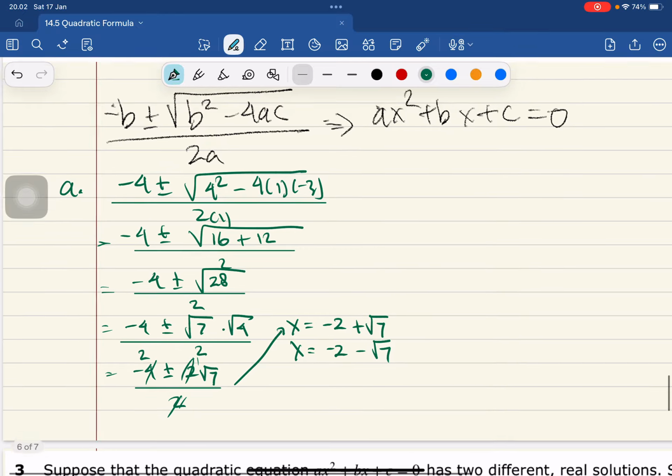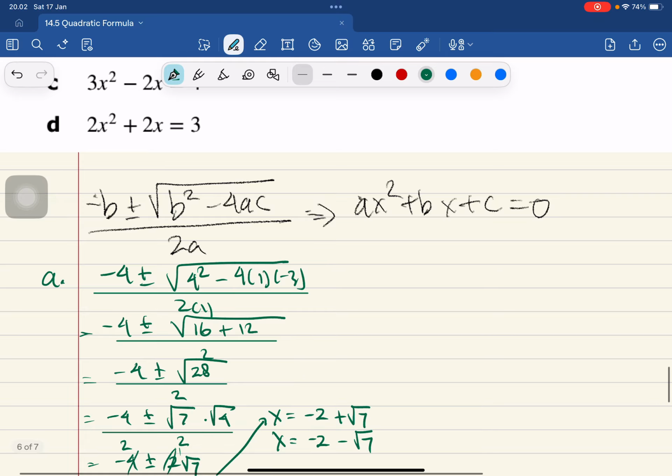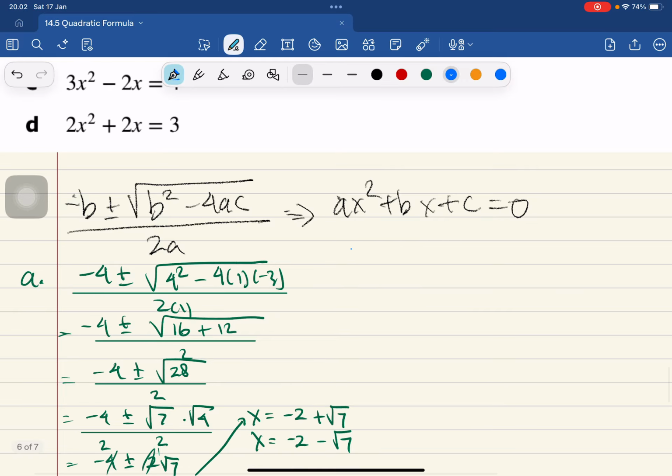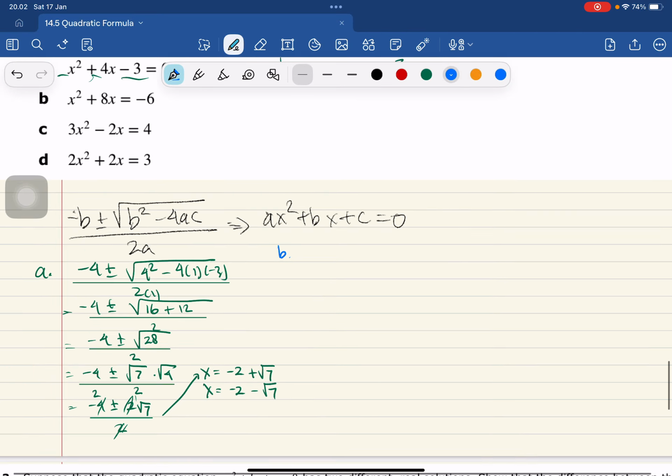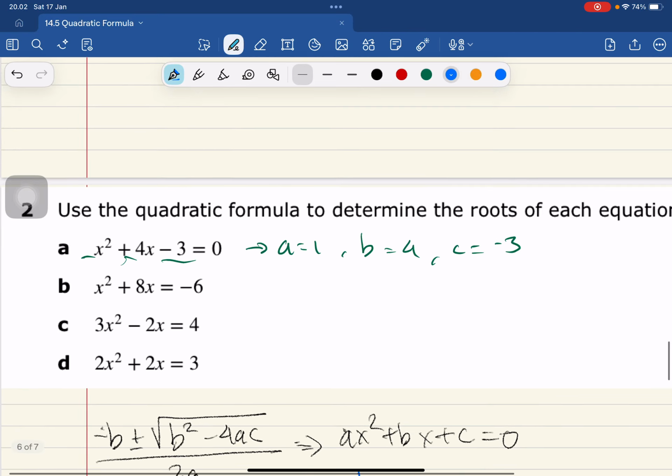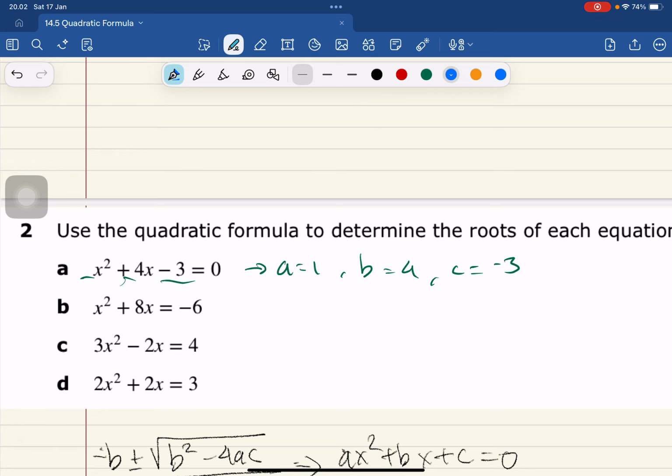Okay, let's continue. Next, question b. For b, this is not equal to 0, so let us add 6 to both sides. So we got x squared plus 8x plus 6 equal to 0. So a is going to be 1 here, the coefficient of x squared. b is 8 and c is equal to 6.